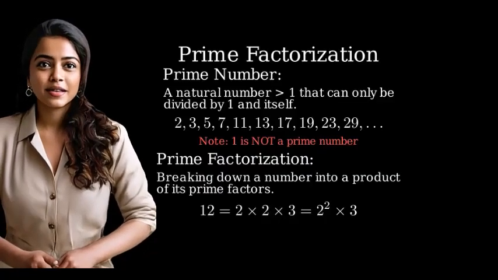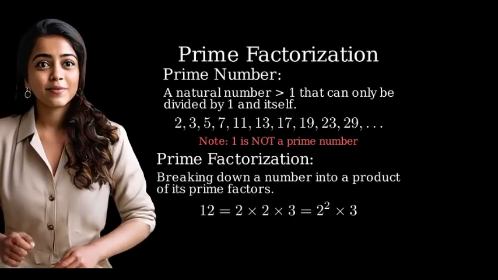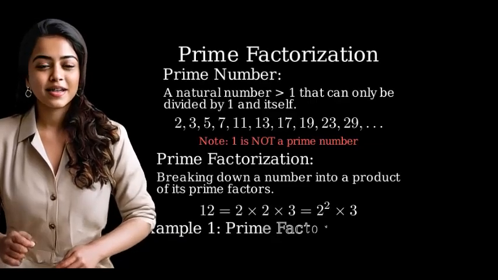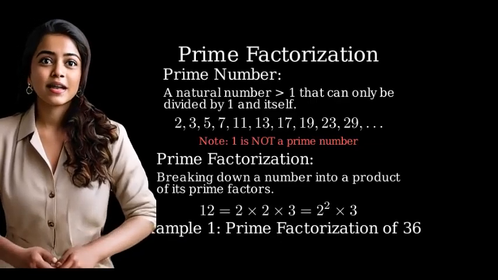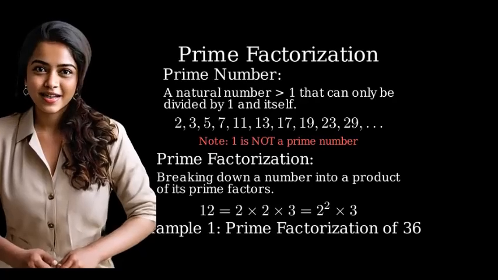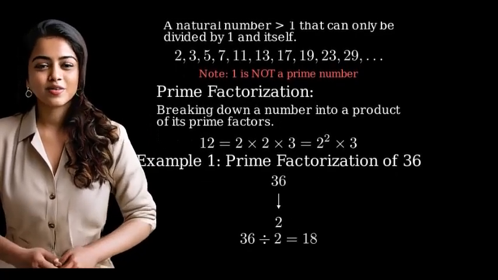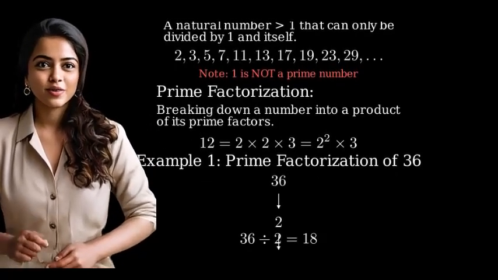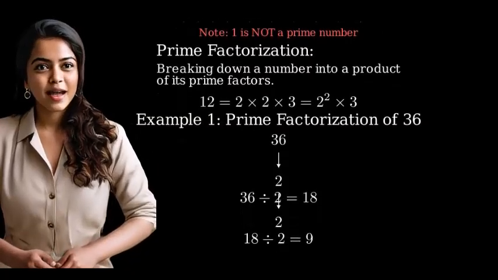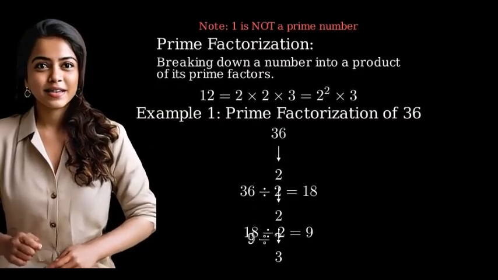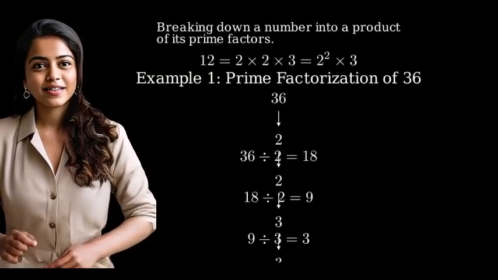Let's start with our first example. Find the prime factorization of 36. When factorizing a number, I like to start by dividing by the smallest prime number, which is 2. 36 divided by 2 equals 18. 18 divided by 2 equals 9. 9 divided by 3 equals 3. 3 divided by 3 equals 1.